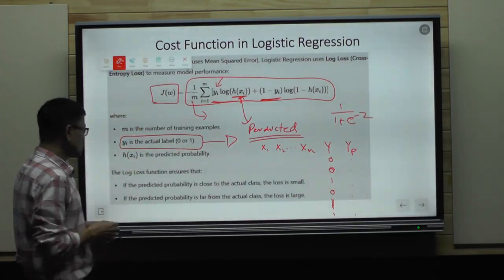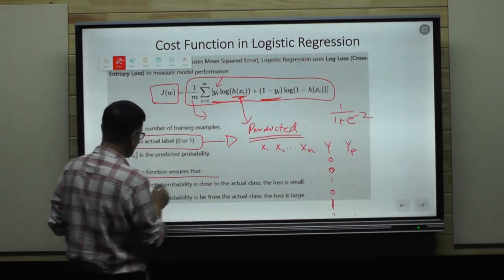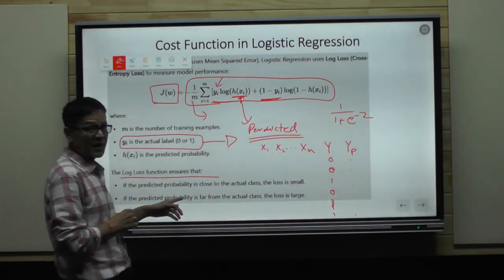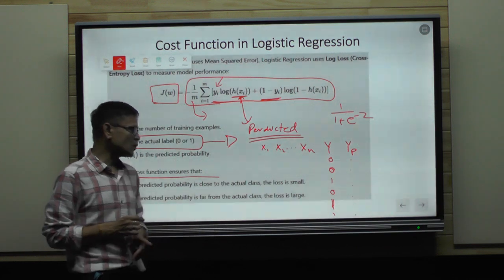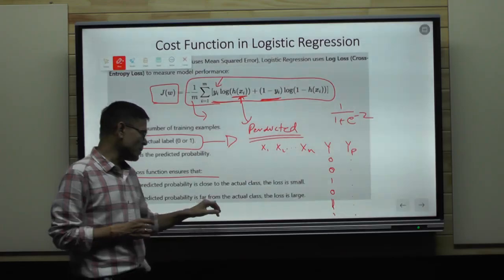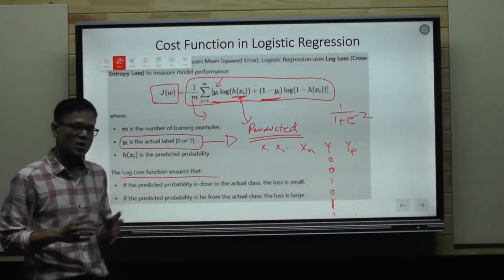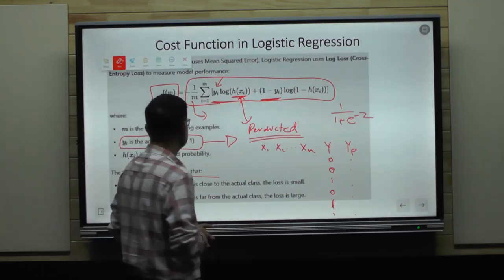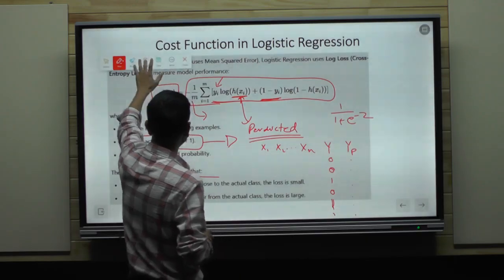So the log loss function ensures that if the predicted probability is close to the actual class, the loss is small. If the predicted probability is far from the actual class, the loss is large. So this is the simple meaning.